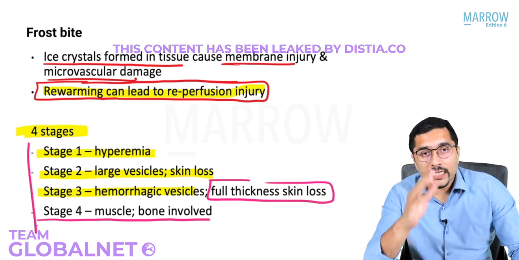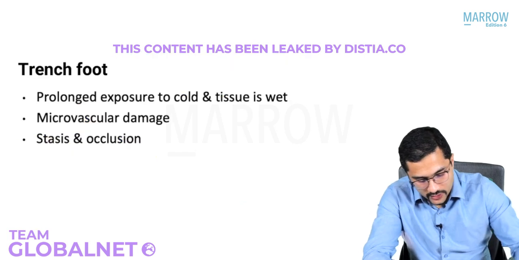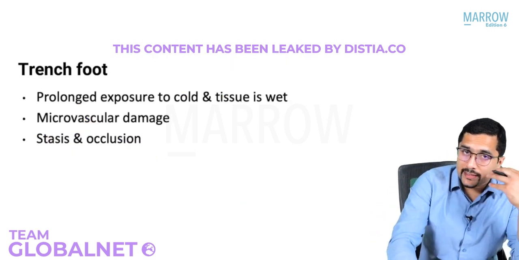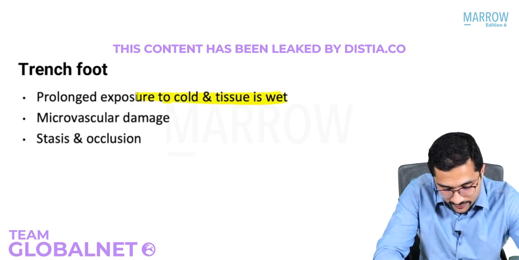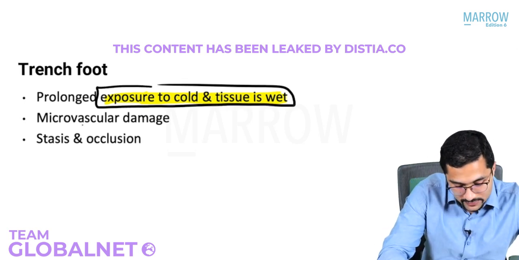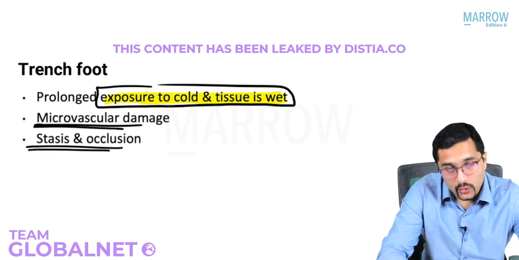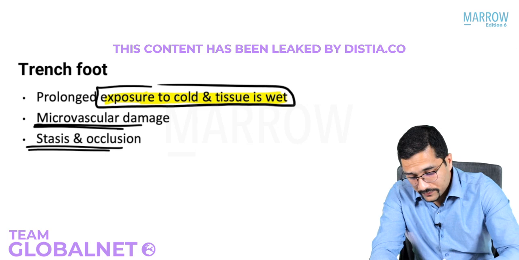Let me tell you about trench foot as well, and then I'll tell you the management of both frostbite and trench foot. Trench foot is when there's exposure to cold, but the limb is also wet. So tissue is wet and there is exposure to cold. That is what gives rise to trench foot. There is microvascular damage and there's stasis and occlusion. There can also be gangrene in patients with trench foot.